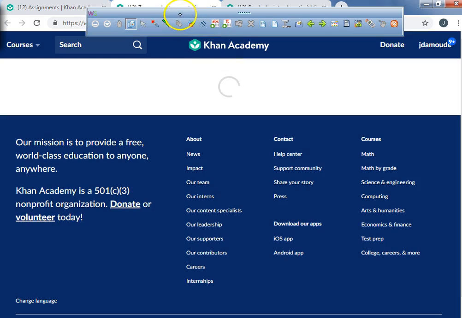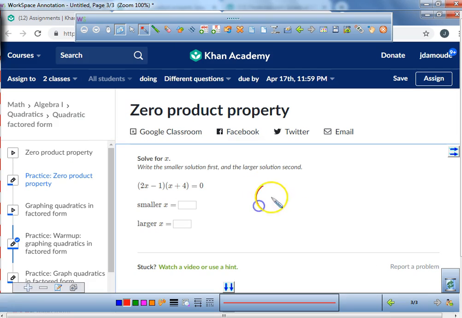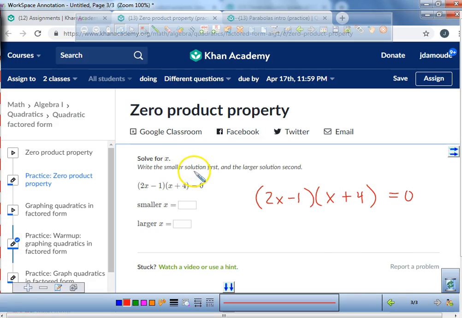Okay, we're going to take a look at this. What I want you guys to do is we're going to do this by hand, and we're going to use Desmos. If you guys put this in your journal real quick. I'm going to rewrite this a little bit bigger. We have (2x minus 1)(x plus 4) set equal to 0. It says write the smaller solution first and the larger solution second.